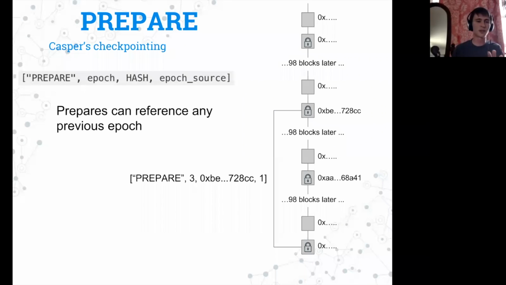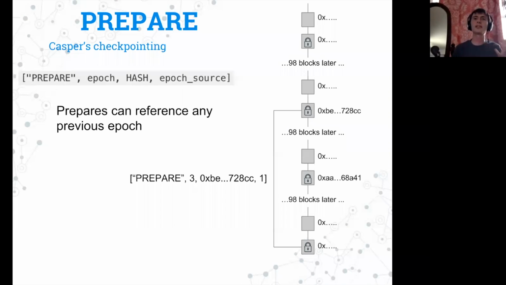Well, never mind. Sorry, one other thing about prepares. A prepare doesn't necessarily have to reference the previous epoch, and what that means is I can say in epoch 3 reference back to epoch 1, and that is totally valid. And the reason why that is good is because it means that we can actually build the blockchain without getting finality on a specific checkpoint, but we can still keep going.